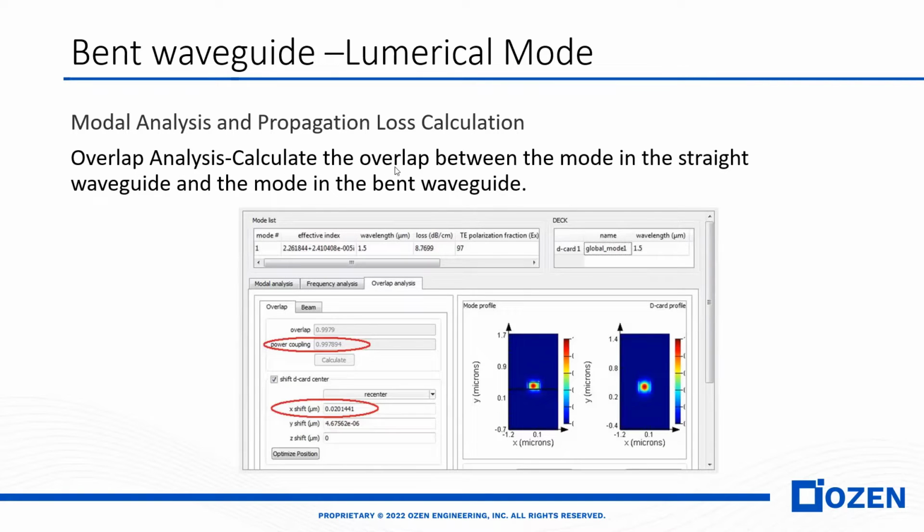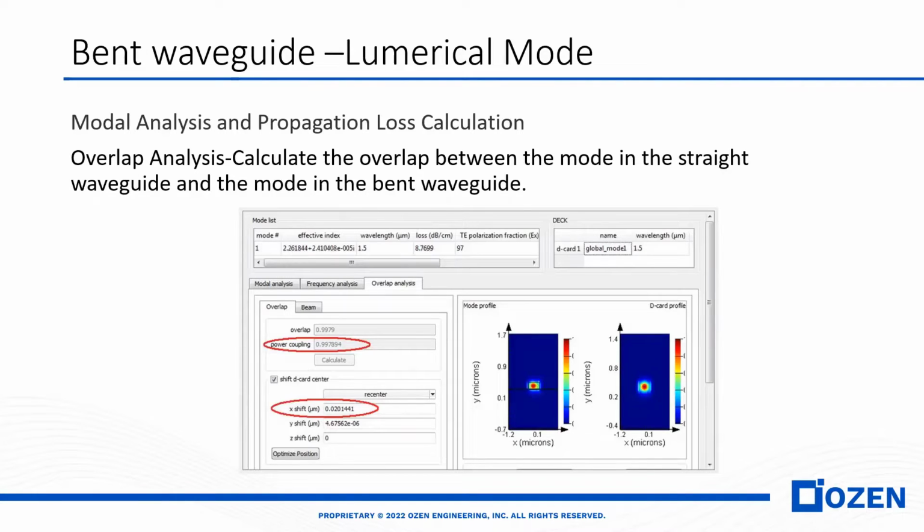So actually, we can calculate the overlap between the mode in the straight waveguide and a mode in a bend waveguide, as you see in this picture. This is for a straight waveguide, and this is the bend waveguide. We can calculate the mode overlap between these two modes.